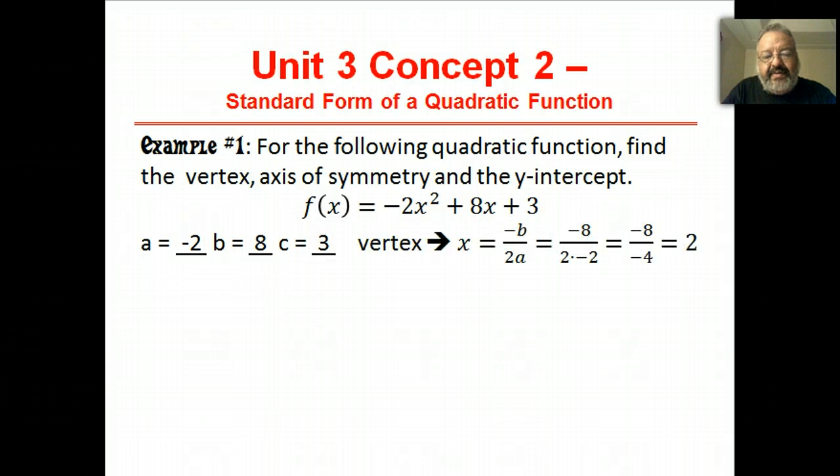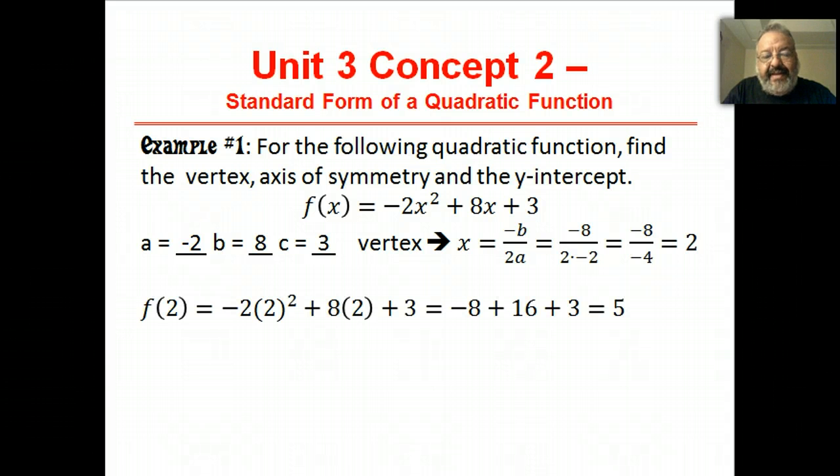Okay, so for the vertex, we're going to plug the numbers a and b into negative b over 2a. So b is 8, so we get negative 8 divided by 2 times a, which is negative 2. So negative 8 over negative 4 is equal to 2.